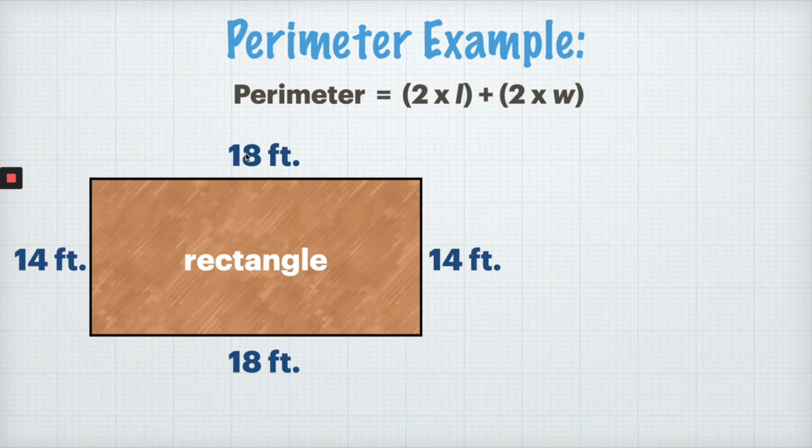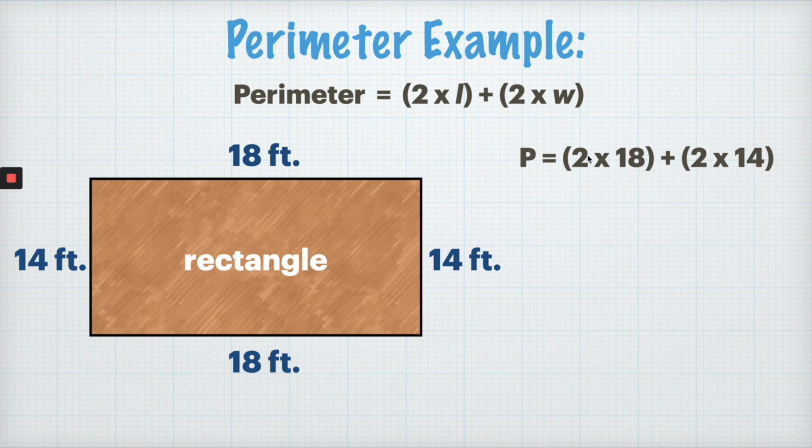And so we have our L, which is our length, is always the longer side. The shorter side is the width. So we have our long side is 18, and our width is going to be 14. So let's go ahead and write that in our formula. And we're going to get P equals 2 times 18 plus 2 times 14.